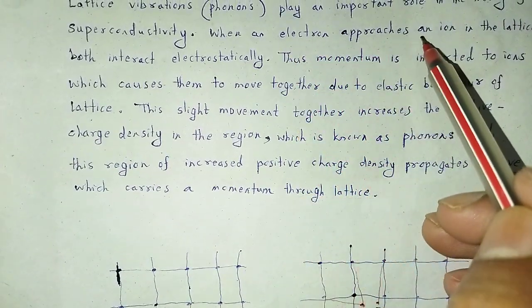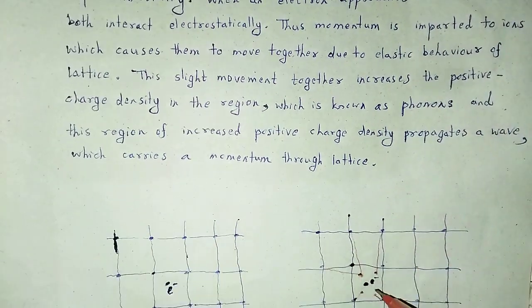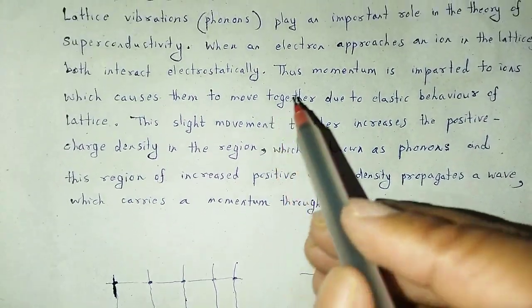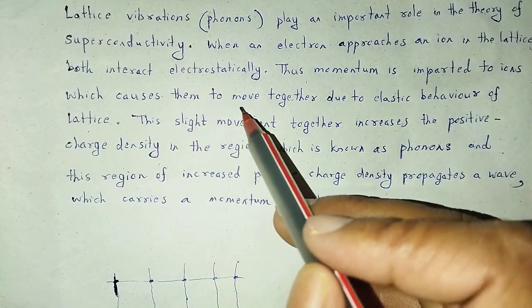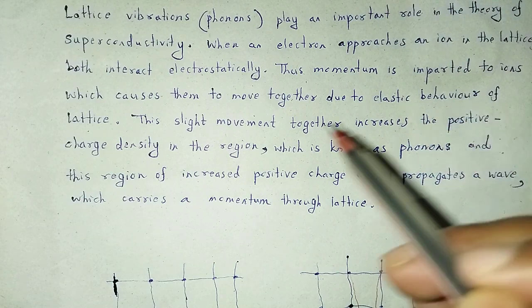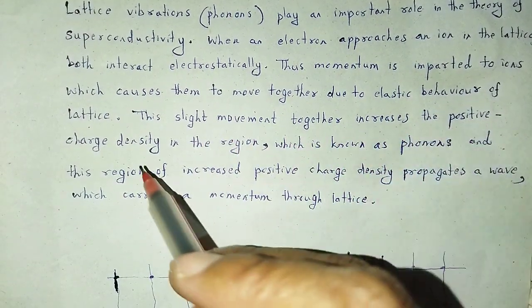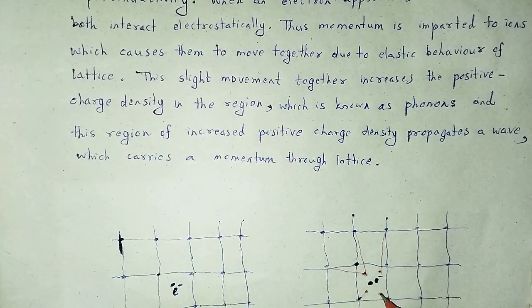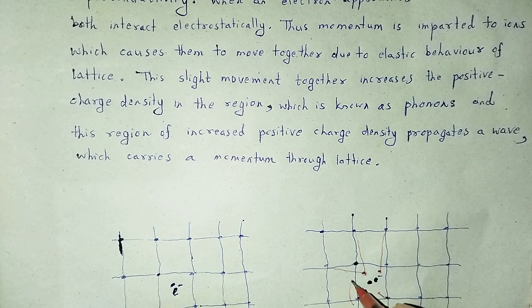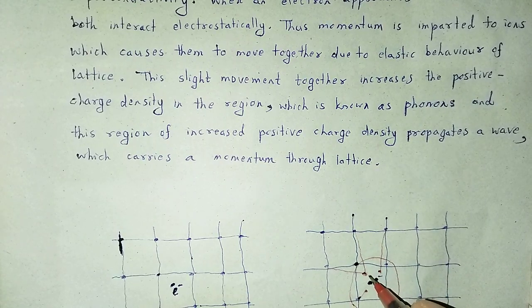When an electron approaches an ion in the lattice, both interact electrostatically, the ion with the electron. Thus, momentum is imparted to the ions, which causes them to move together due to the elastic behavior of the lattice, and this slight movement together increases the positive charge density in that region. Now, the positive charge density increases in that region. In that region, the positive ion density increases.